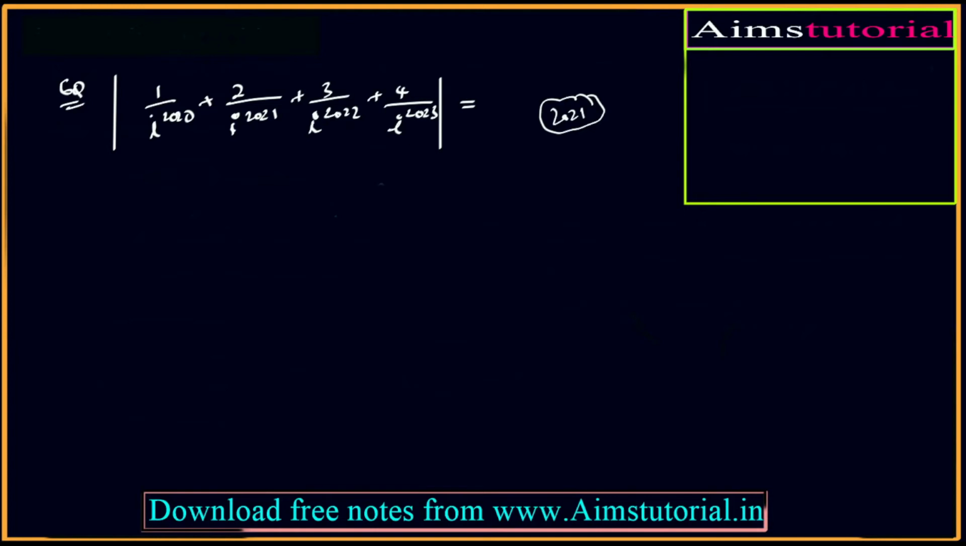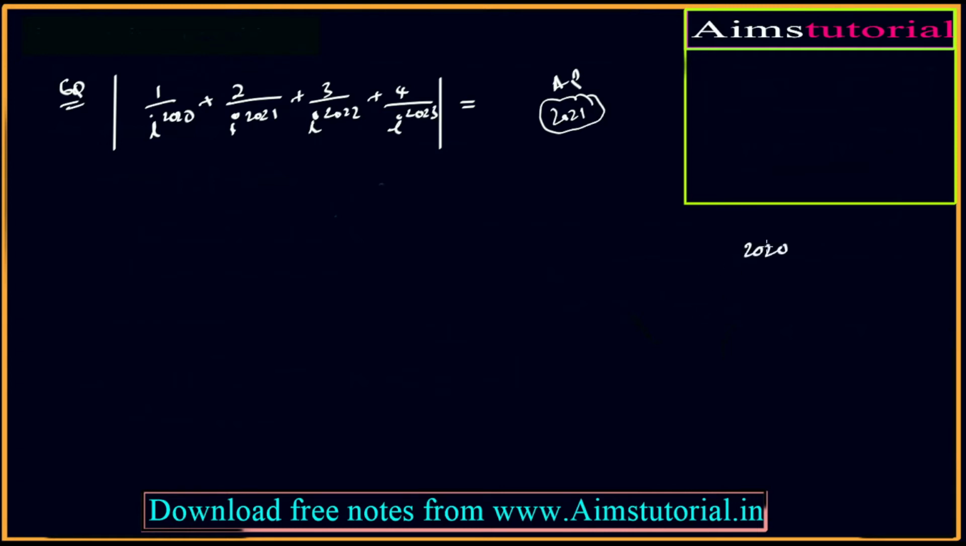Now question number 6. Previous year question, 2021 AP. The modulus of 1 by i power 2020 plus 2 by i power 2021 plus 3 by i power 2022 plus 4 by i power 2023.